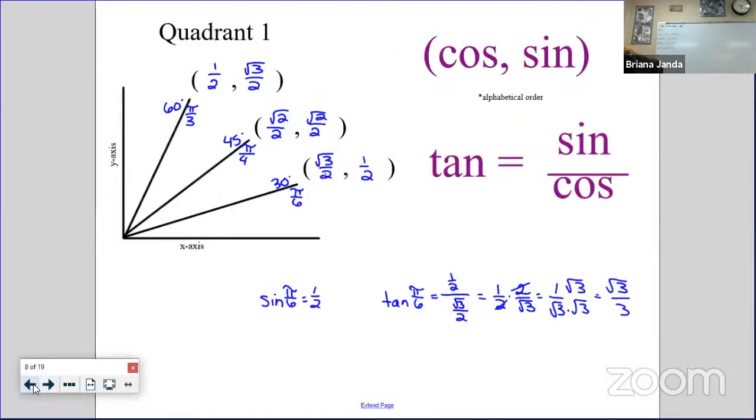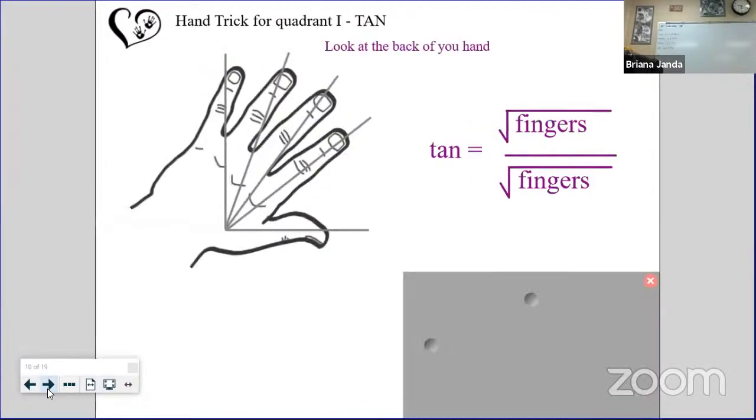Let's go back and do this one. Tangent of pi over 6 would be here. Here's pi over 6. Look at the back of my hand. It basically jumps me to this stage right here. Square root of 1 over square root of 3. Questions? And then you would simplify that. Okay, now it is getting used to one of these methods.